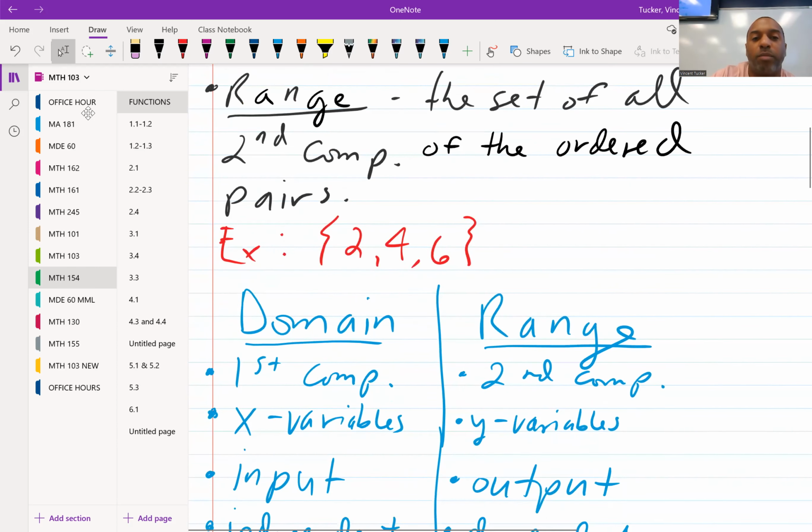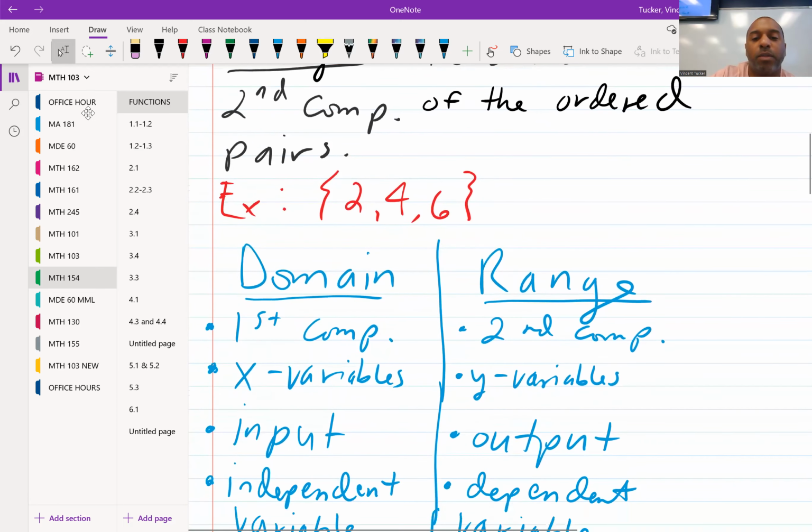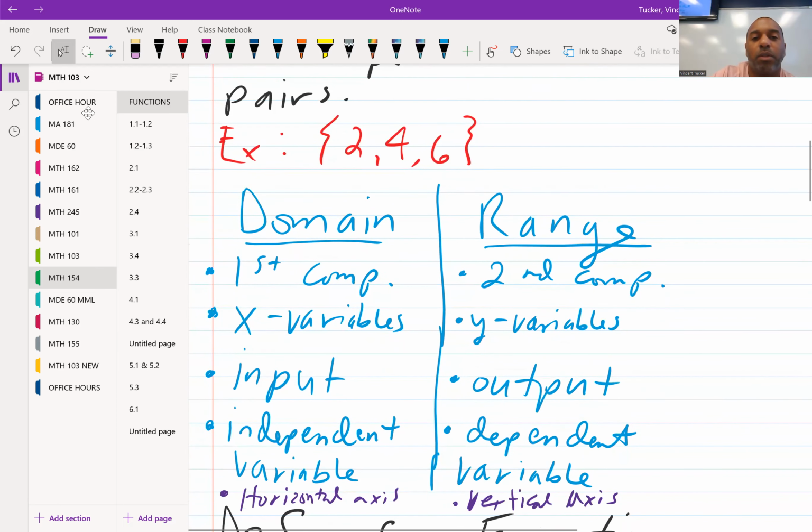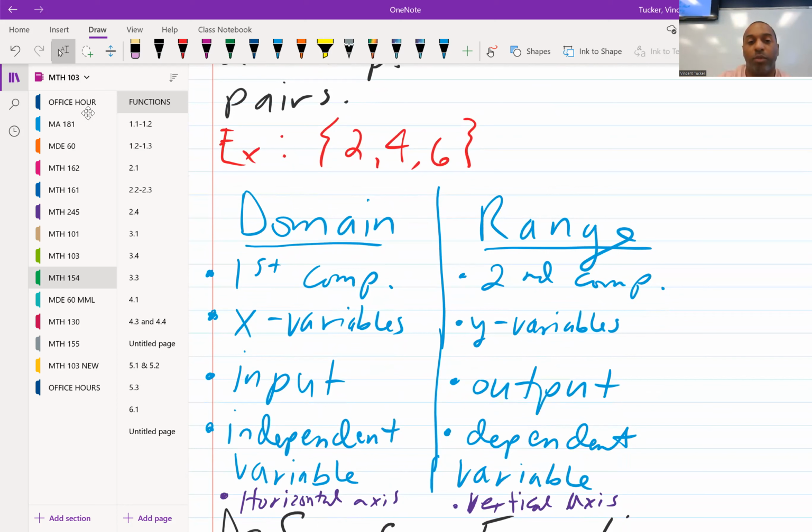So here's a comparison between the domain and range. Your domain is the first component, range is the second component. Domain will be your x variables, range will be your y variables. Domain will be your input, range will be your output. Domain is considered the independent variable, range is considered your dependent variable. Your domain will always be on your horizontal axis, your range will be on your vertical axis.